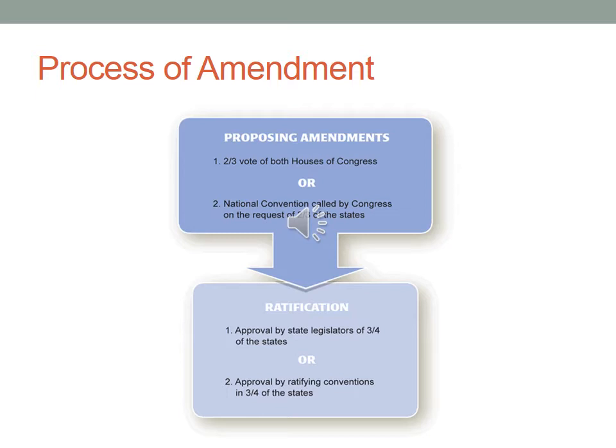Ratification is approval by state legislatures of three-fourths of the states. So Texas, the legislature in Austin, would be one of those state legislatures that would be charged with approving or ratifying a constitutional amendment, or approval by ratifying conventions in three-fourths of the states. So there are two ways to propose and two ways to ratify. The most common process, of course, is a two-thirds vote of both houses of Congress to propose, and then approval of the state legislatures to ratify.